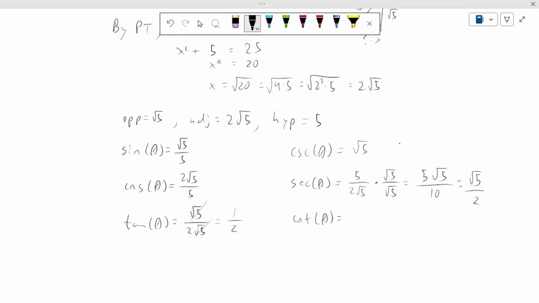Cotangent of theta is just the reciprocal of tangent, so 2 over 1, which is equal to 2. Any questions on that? Ooh, this is a good one.